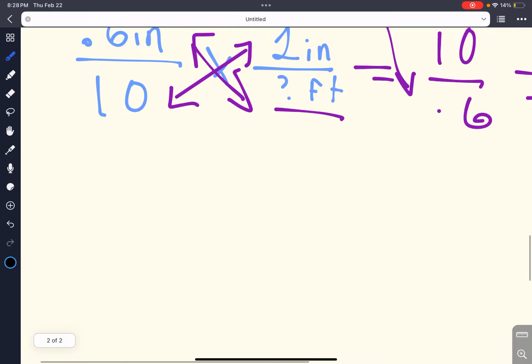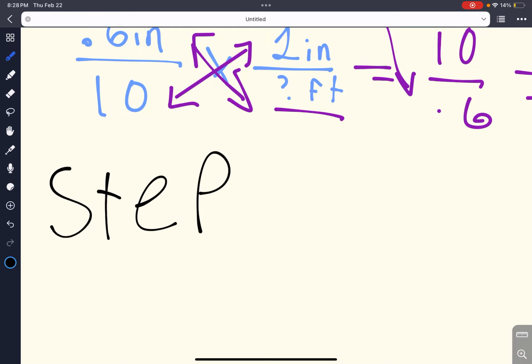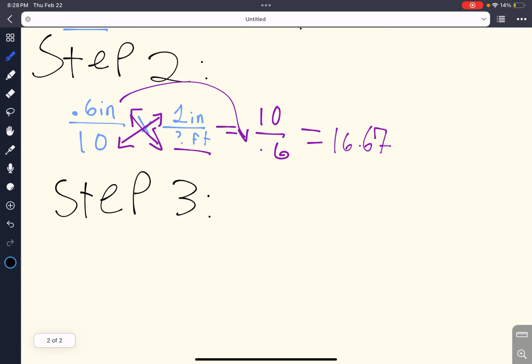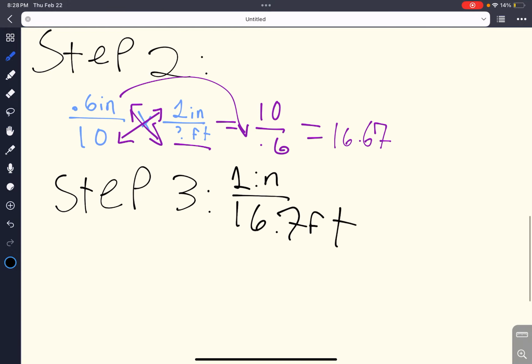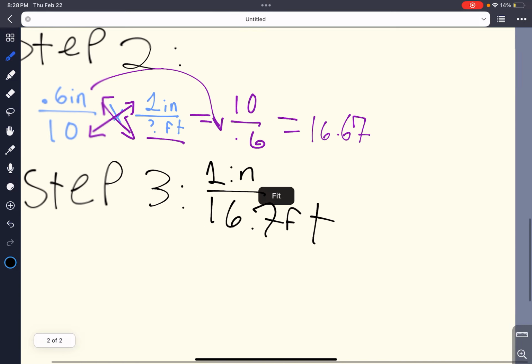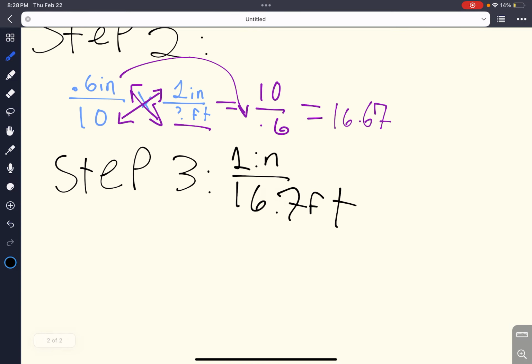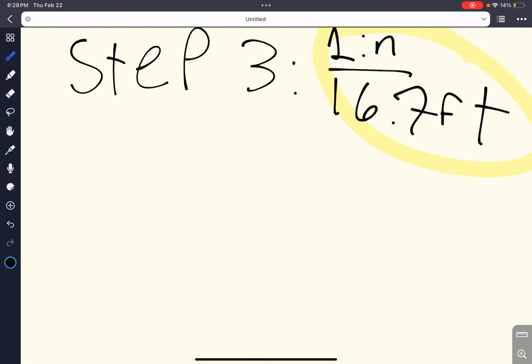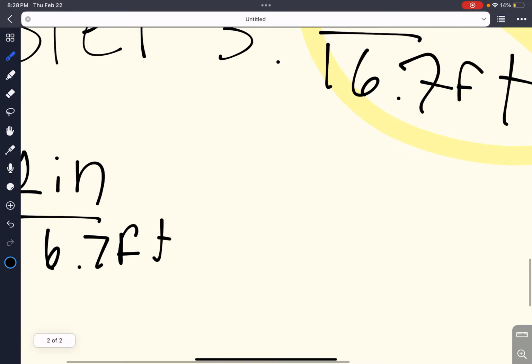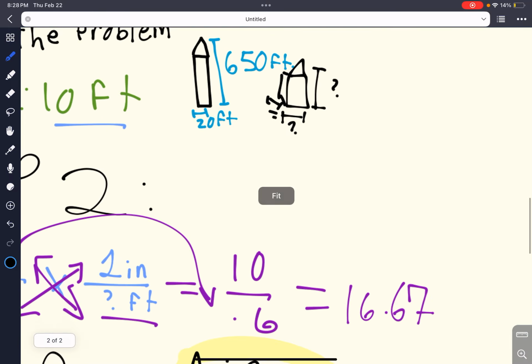So we're going to use this conversion. For every 1 inch, there's 16.7 feet. Which means that we have our conversion that's going to be the easiest right here. And we're going to use that in this next part. So 1 inch over 16.7 feet. And we have our first thing.